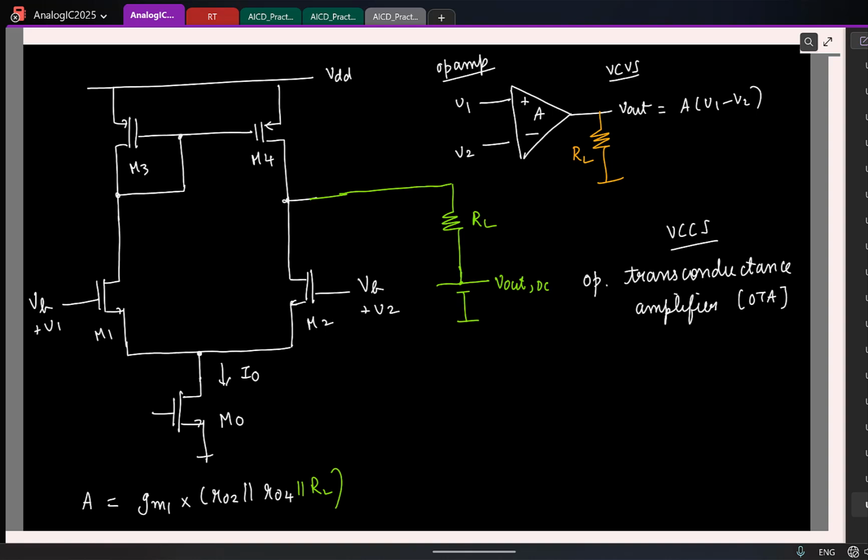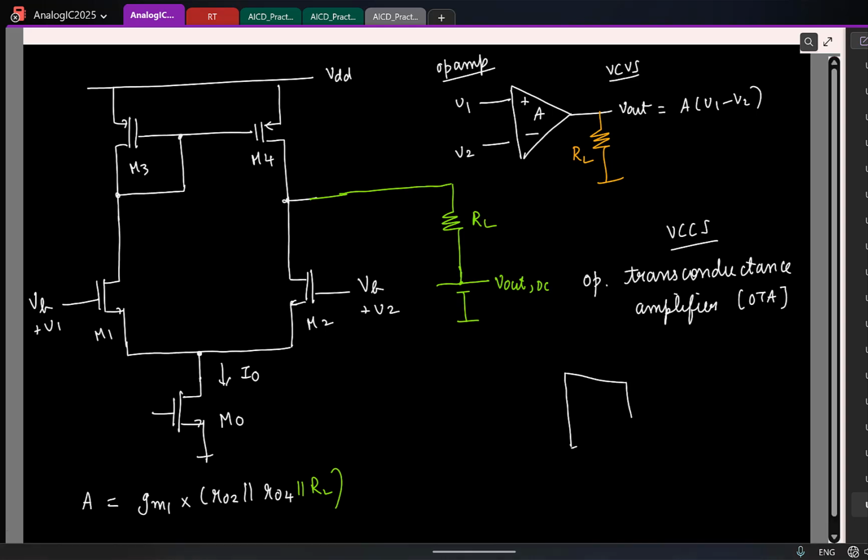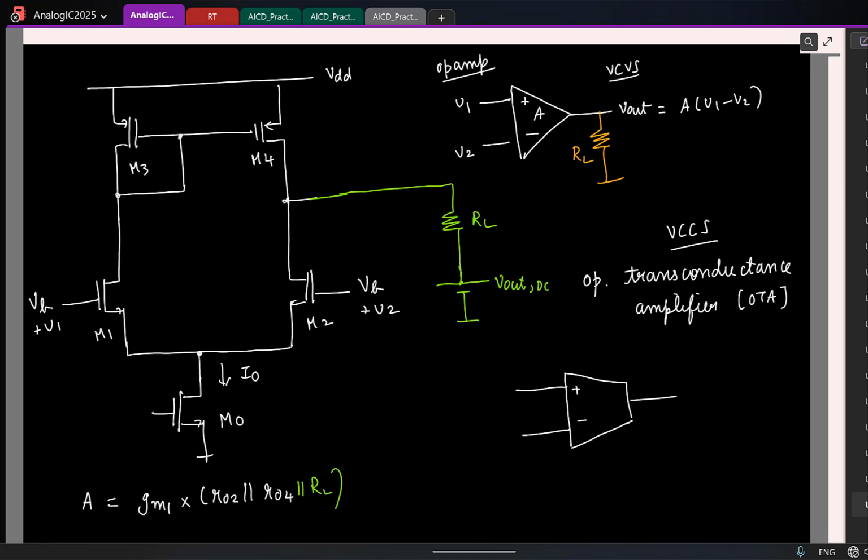So what we have is an OTA. For an opamp the symbol is a triangle. For an OTA you should have a different symbol, and that is a quadrilateral like this. So here the output voltage is not fixed, the output current is fixed. So if I call the inputs V1, V2, and my output current I out, my I out will be constant. It will depend on V1 minus V2 times some GM.